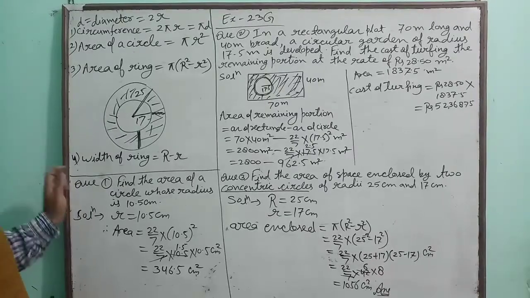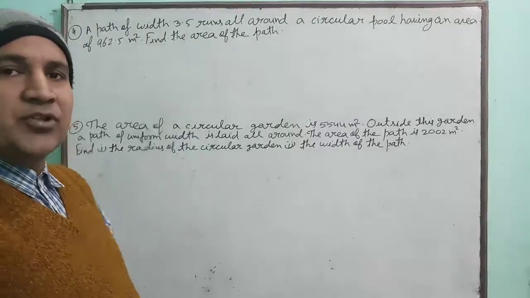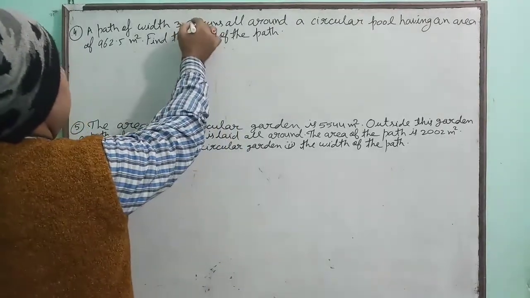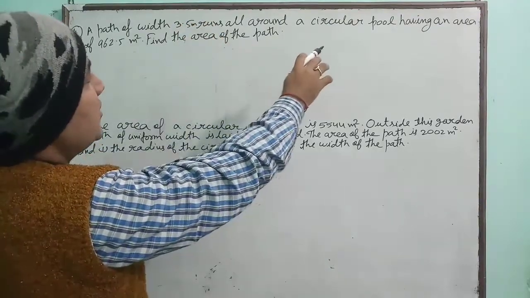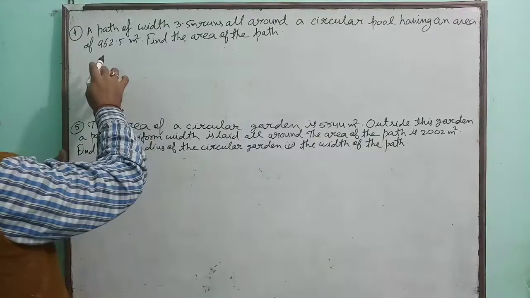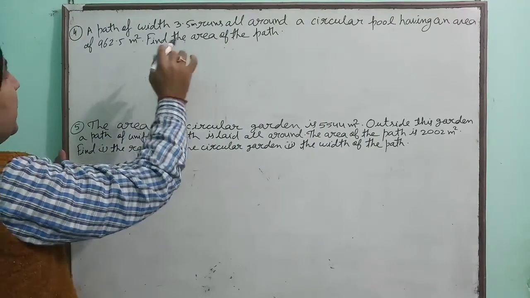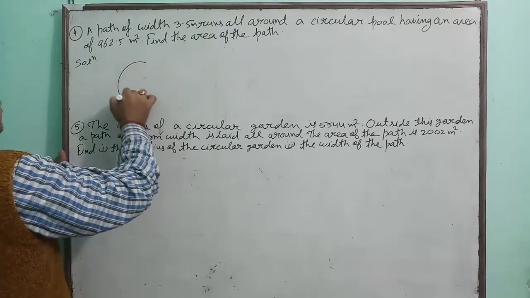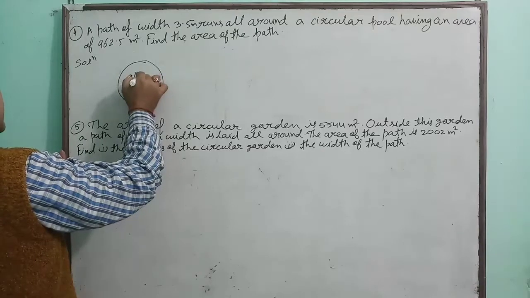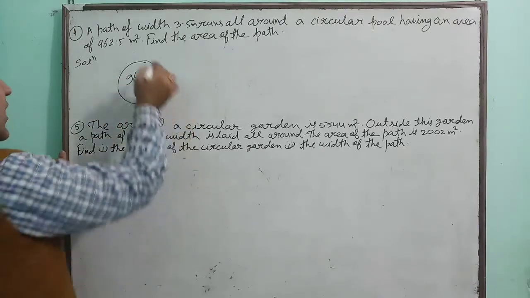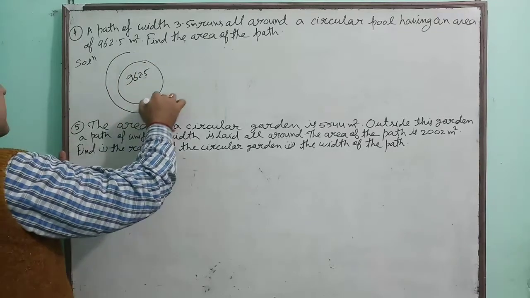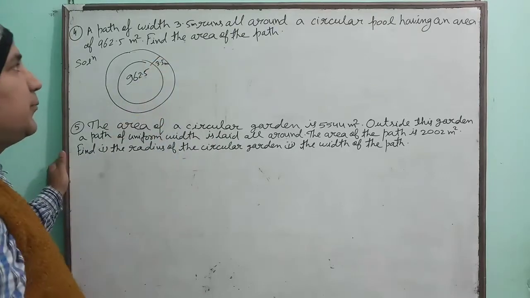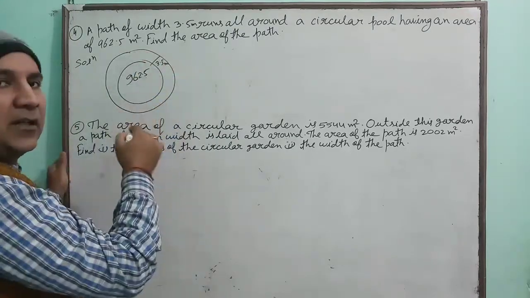Okay, now note down these questions. Okay children, now see question number 4. A path of width 3.5 meter runs all around a circular pool having an area of 962.5 meter square. Find the area of the path. See children, what is the question saying? Suppose this is the circular pool and its area is 962.5. Around it one path is made and this path's width is 3.5 meter. Then we have to find the area of the path.